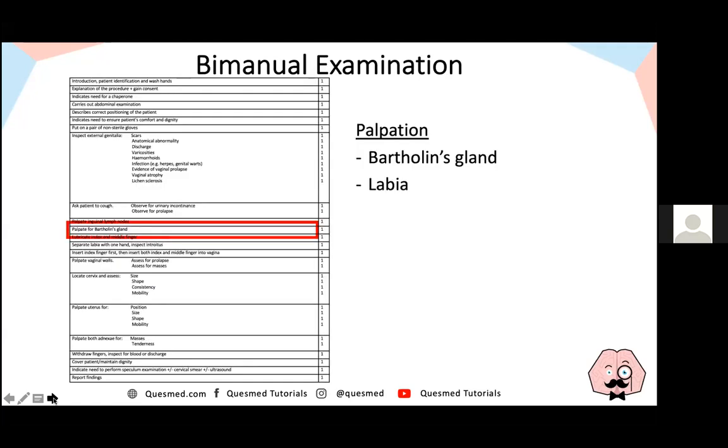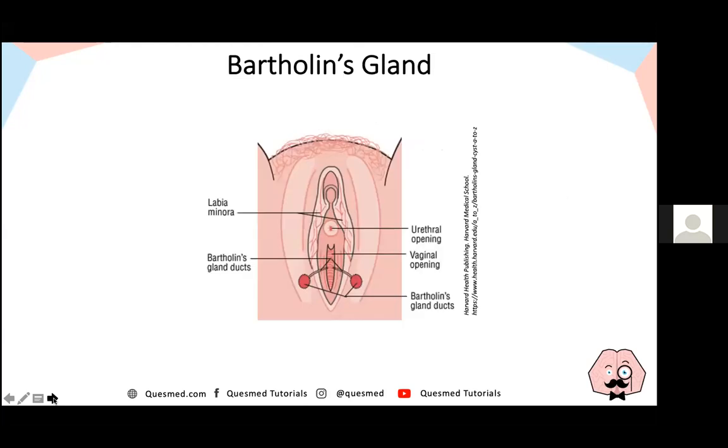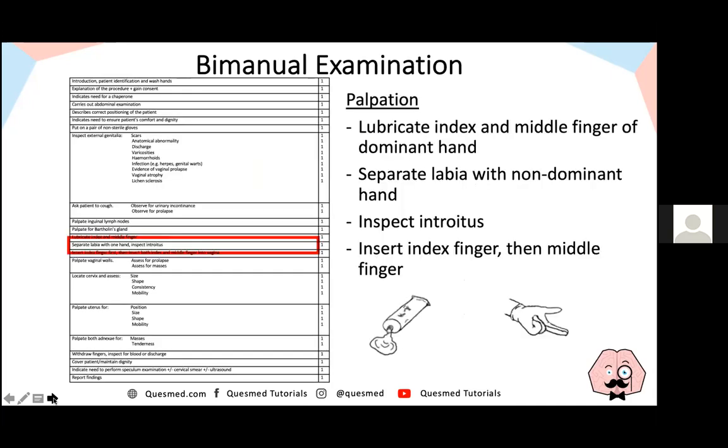We then can move on to palpation. So when we're looking at the external genitalia, we want to have a wee look at the labia, see if we can see a Bartholin's gland. Now, a Bartholin's gland is not normally palpable, and it's normally just in the labia, just to the side of the introitus. So you might want to comment that you cannot feel a Bartholin's gland. And we then move on to palpation proper.